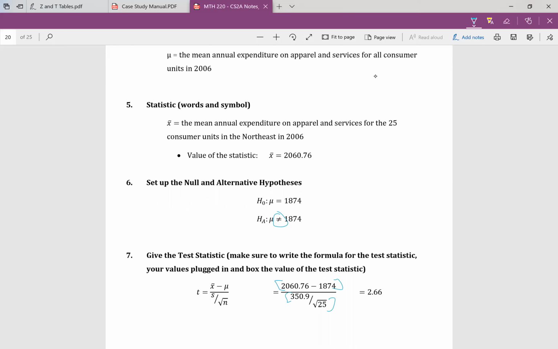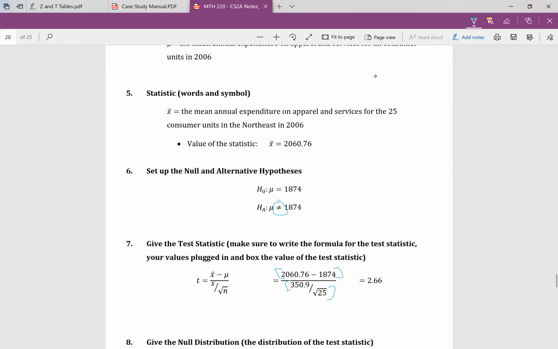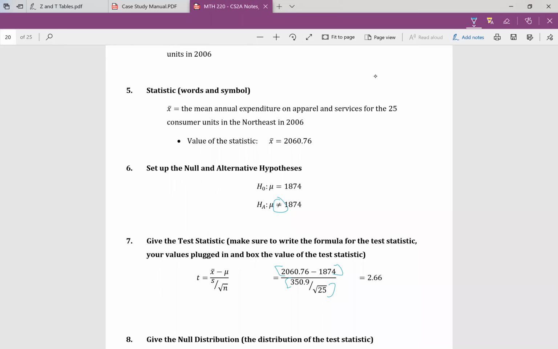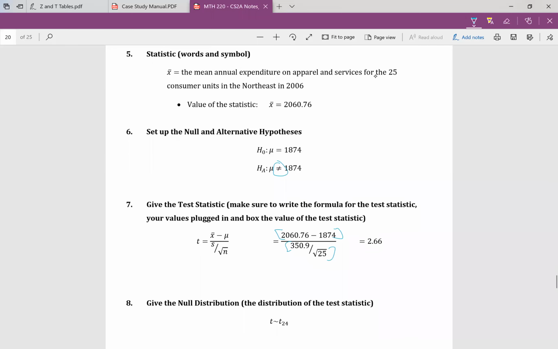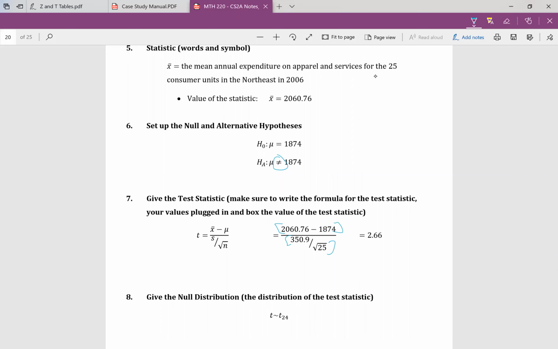Okay, the next thing we need is to give the null distribution. Since this was an assumed normal population, we were able to calculate T, and that means we have a Student's T distribution. The T distribution is dependent on degrees of freedom. Degrees of freedom is n minus 1. So our sample size is 25, which means degrees of freedom is going to be 24. So our test statistic T follows a T distribution with 24 degrees of freedom.